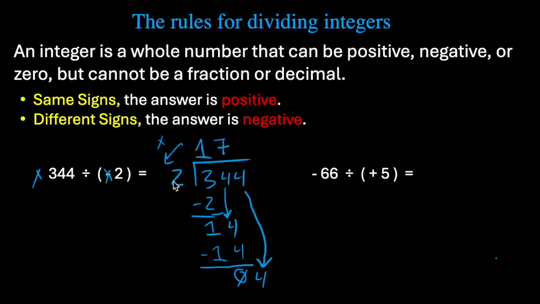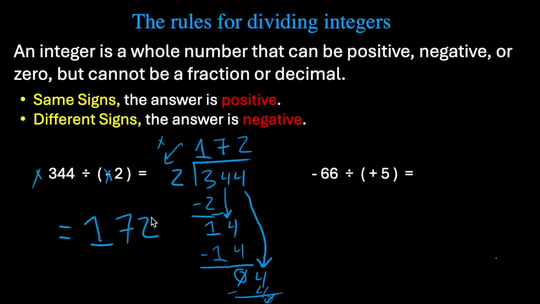So how many times can we fit 2 into 4? 2. So I'll write 2 above the long division sign. And then 2 times 2 is 4. And that is 0. So our remainder is 0. So the answer is 172.